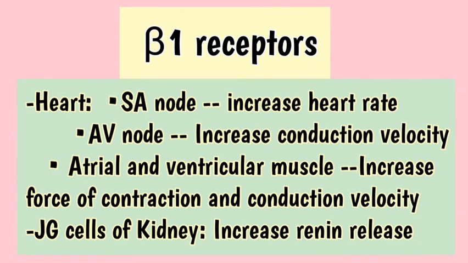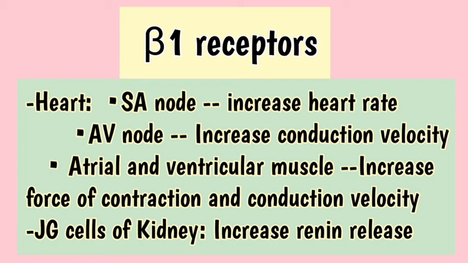Beta receptors. Beta 1 receptors are mainly the receptors of the heart located on cardiac muscle cells, and when there is beta 1 activation in the SA node, there is increased discharge rate, which results in increased heart rate. In the AV node, there will be increased conduction velocity, and due to the contraction of atrial and ventricular muscle, there will be increased force of cardiac contractility and conduction velocity. Beta 1 receptors are also present in the JG juxtaglomerular cells of the kidney, and they increase the release of renin.